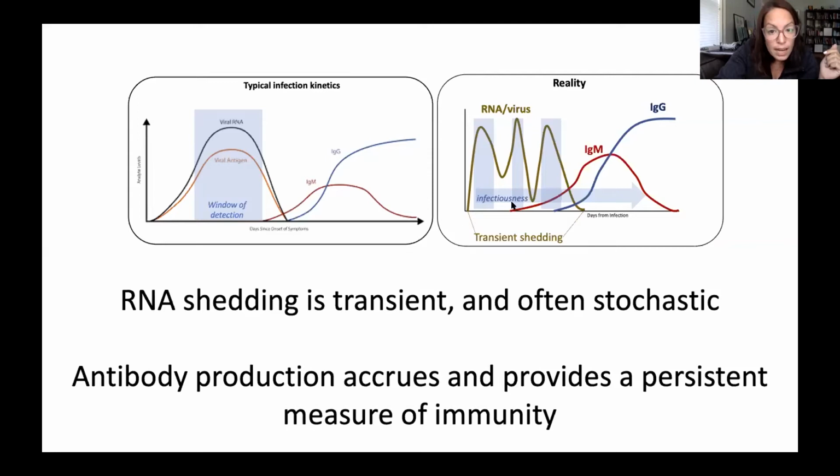And during this window of time, individuals are theoretically equally infectious, because we can't capture somebody per hour or per day in the level of shedding that they can actually record. Antibodies, however, offer a stable record of infection. They do not increase and decrease, but they stay positive and detectable after just a few days following symptom onset. So while RNA shedding may be transient, antibody production accrues. And so using these two methods of diagnosis is critically important to fully understand where the virus is and where the virus is moving in a given population.